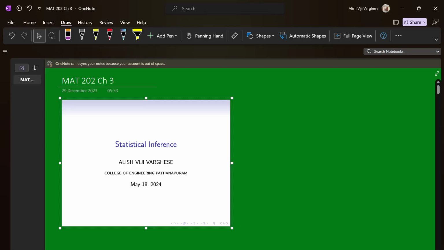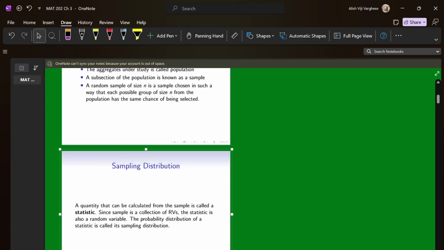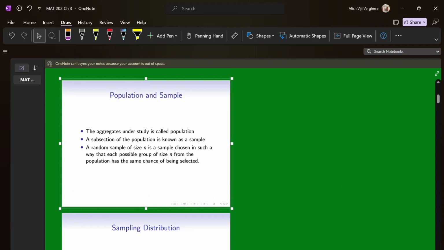Hi, good morning. Today we are going to discuss population, sampling distribution, etc. So let's start with the concept of population. The formal definition: the aggregates under study is called the population. The items about which we are conducting our statistical study is known as a population.